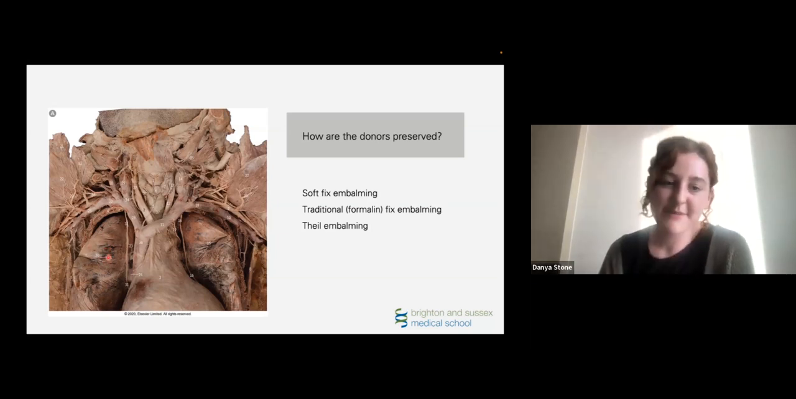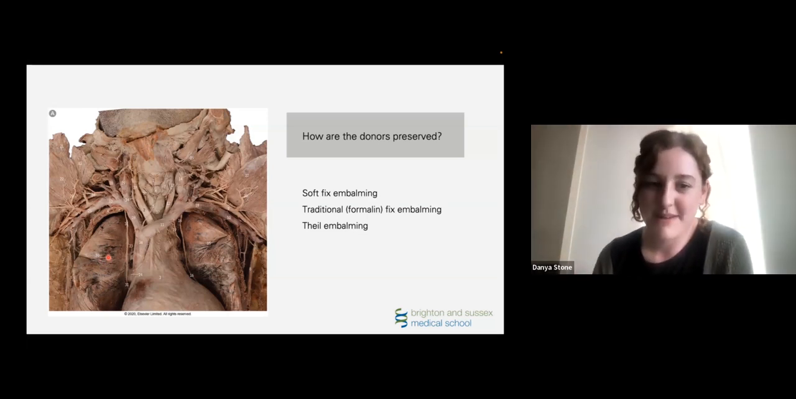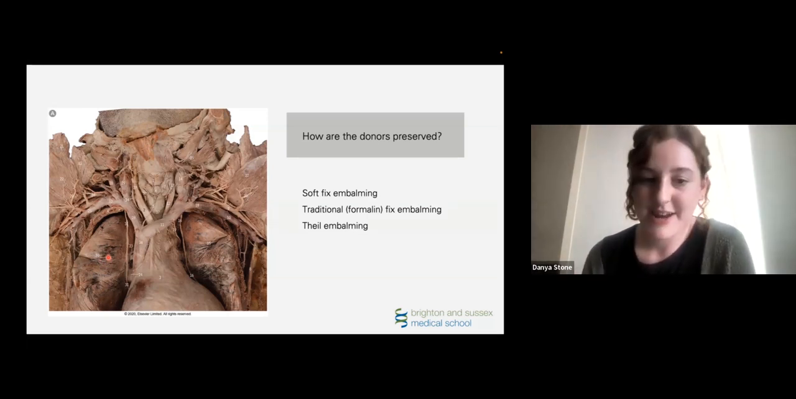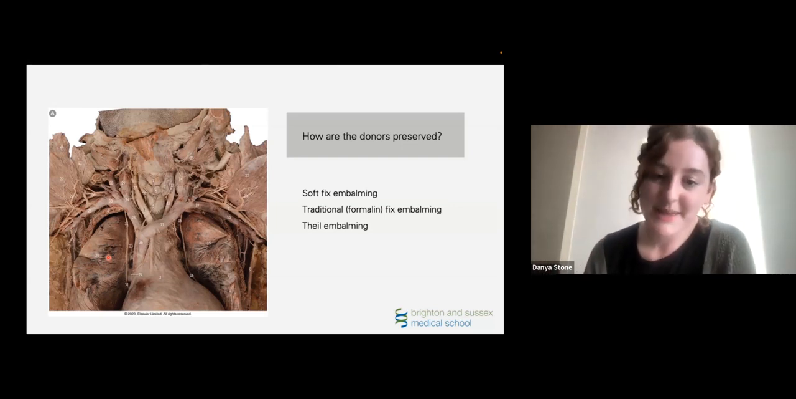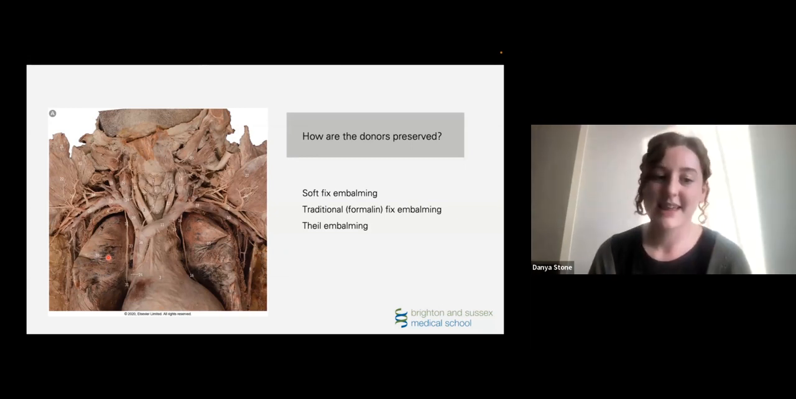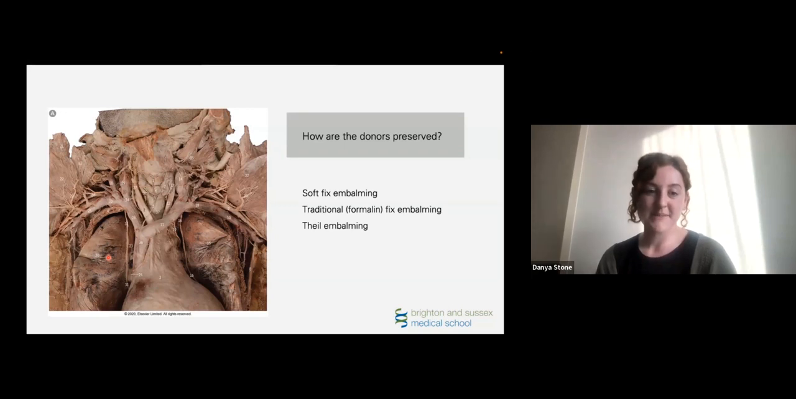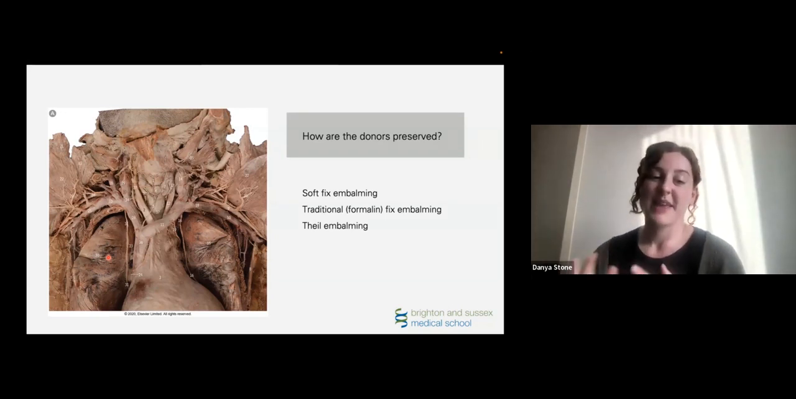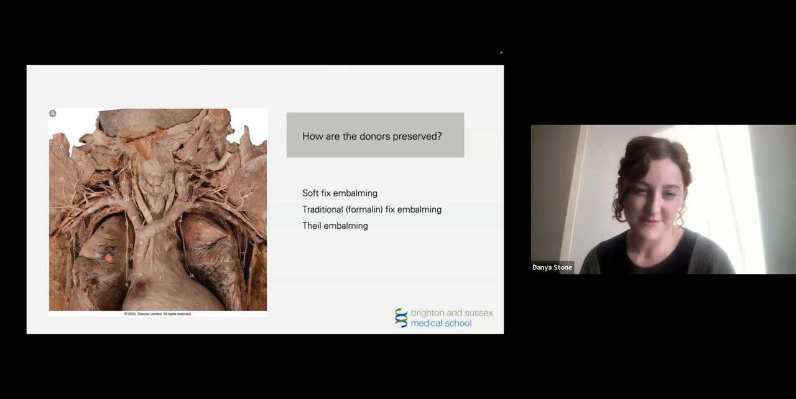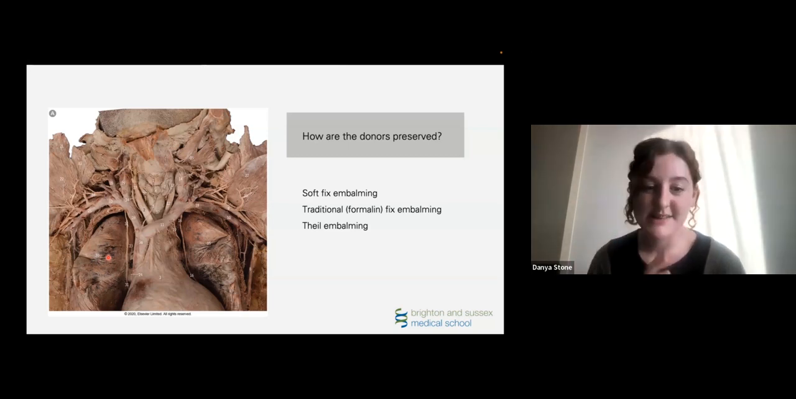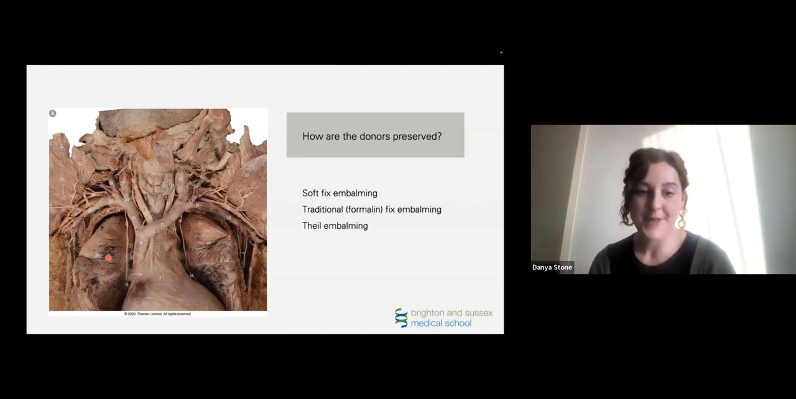So you can see that this type of embalming results in slight discoloration. Everything looks a little bit faded, and it also really dries out the tissue, which is really great because it makes dissection a bit easier. But the downside is it looks less like what it does in life. Soft fix embalming is very similar. It retains slightly more moisture. The donors remain slightly more flexible, and it means that the colours of the organs are slightly more true to what they would be like in life.